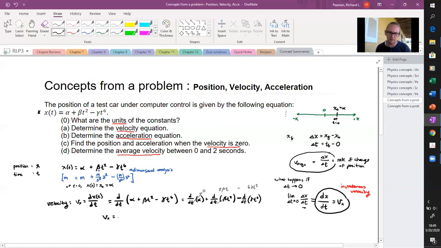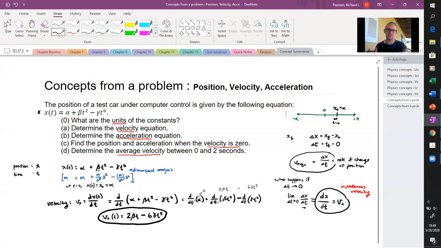So that means that our equation for our velocity, which is dependent on time because time's in it, is 2 beta t minus 6 gamma t to the 5th. That is now our equation for the velocity. So at any point in time, given a beta and a gamma, we can determine the velocity of this car per this equation.